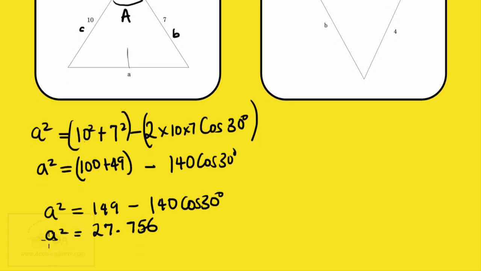So we now know what A squared is, but we're looking for A, not A squared. To determine A, take the square root of both sides, and that gives A is equal to the square root of 27.756, which from calculator is approximately 5.27 units. So the square root of 27.756 is this. So that's A, and we just use the cosine rule.